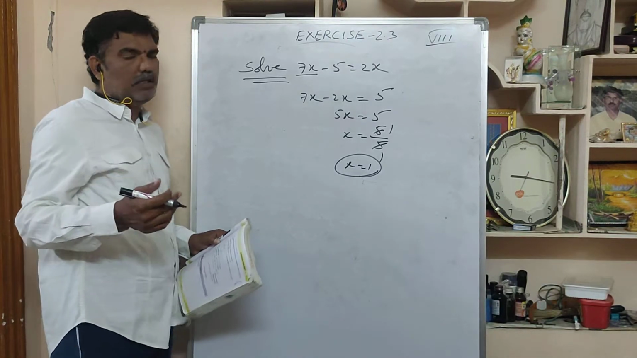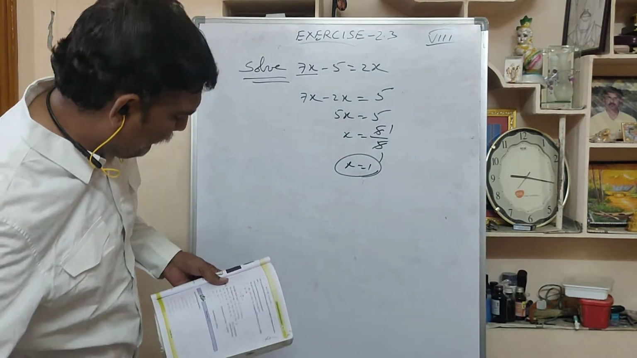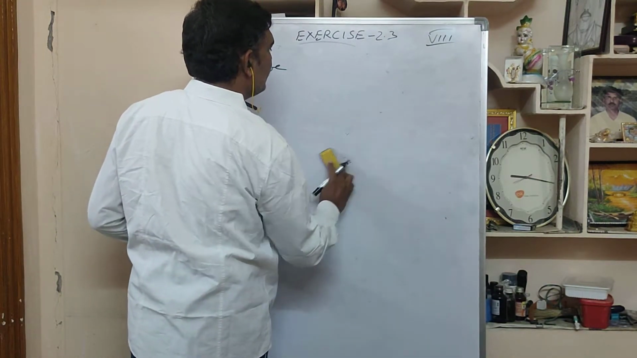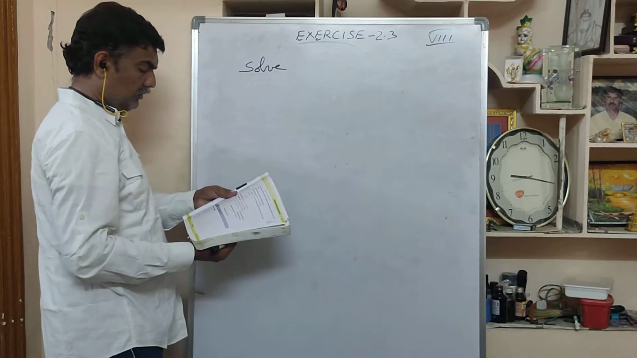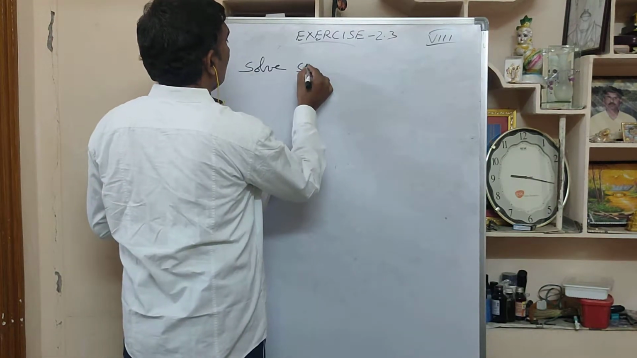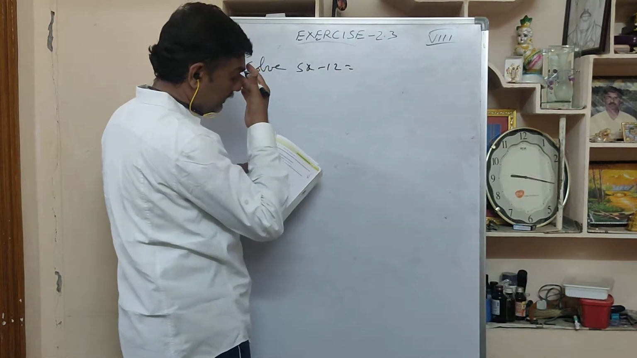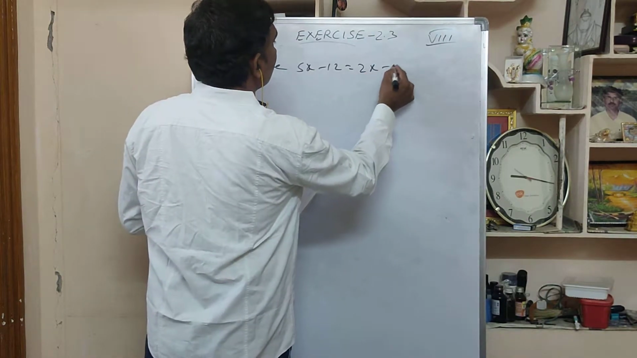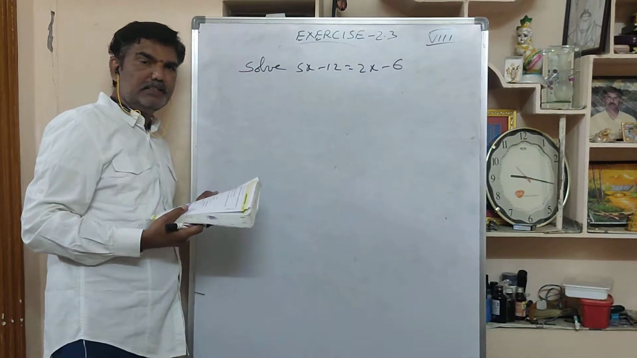Okay, then go for the second problem in this. What is given in the second problem? 5x minus 12 is equal to, how much did they give? 2x minus 6. They gave it like this.